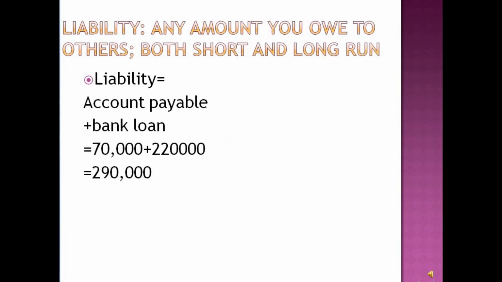The second part of the question asks for liability. Remember, liability is any amount you owe to others, but in this case, we will be counting both the amount due in the short run, that is within a year, and in the long run, that is more than a year. Thus, under liability, we have the account payable plus the bank loan taken initially, that is 70,000 plus 220,000, giving us a total of 290,000. Remember, liability is any amount you owe to others.